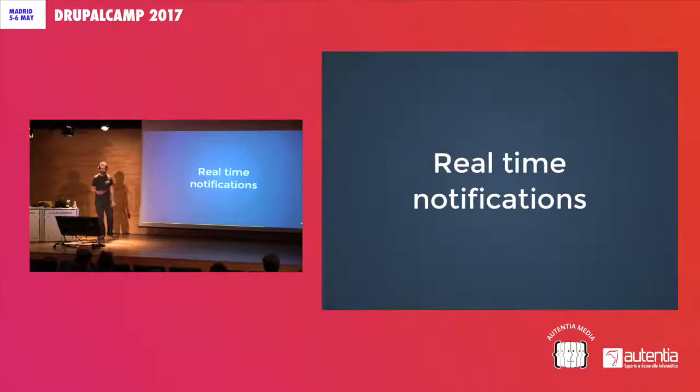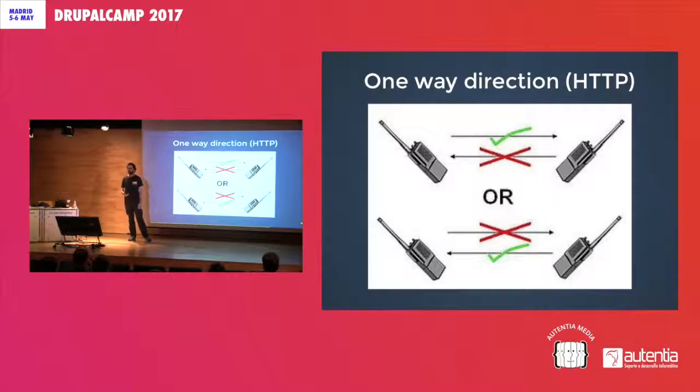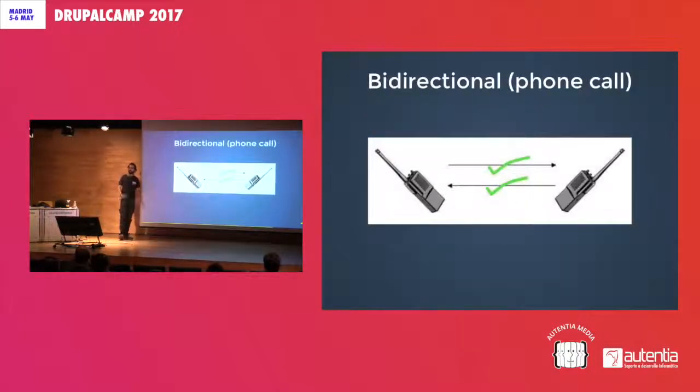So let's move on to the real-time notifications. Before talking about real-time notifications, we have to talk about communication. There are two ways of communication. The first one is called one-way direction communication. This is like HTTP, or like an email. You send an email, and then someone will reply or not at some point. And then we have the bidirectional, like it's a phone call. You are talking, but the other person can interrupt you at any moment.